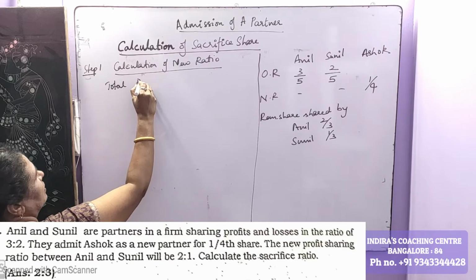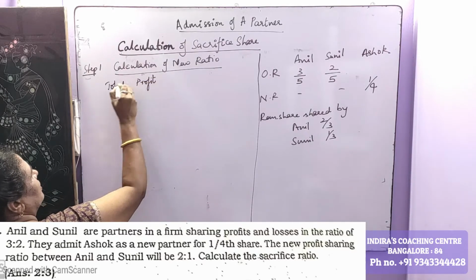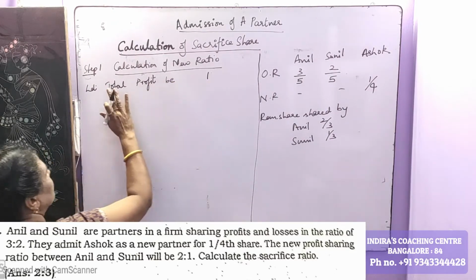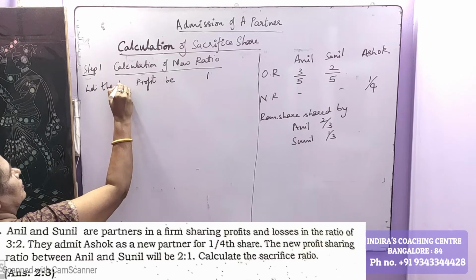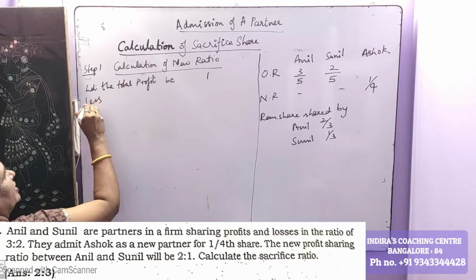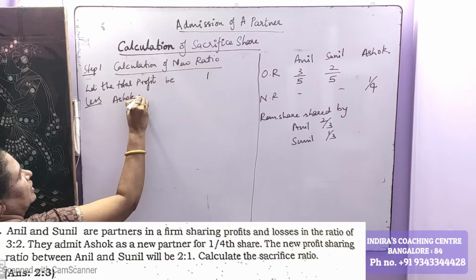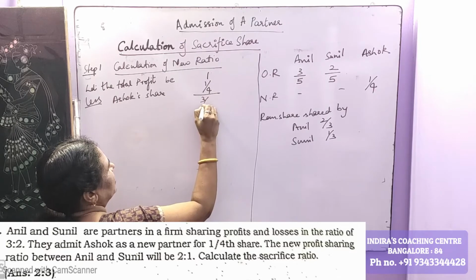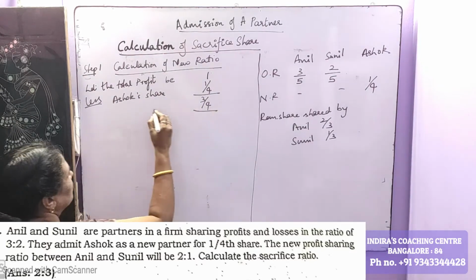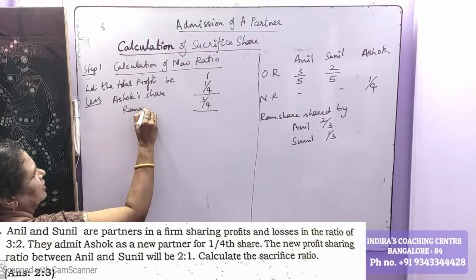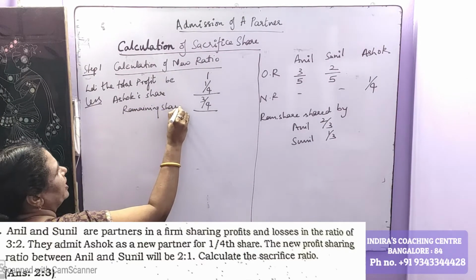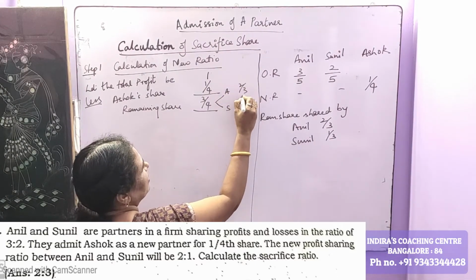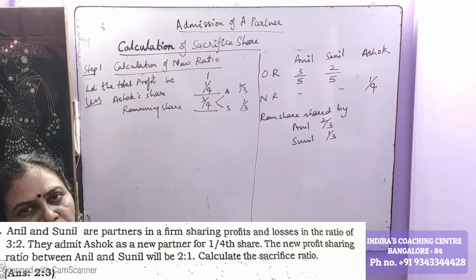Total, let the total profit be 1, minus Ashok's share, 1 minus 1/4. You will get it as 3/4. This is the remaining share. And now this is divided by Anil and Sunil as 2/3 and 1/3. I hope you are getting it.